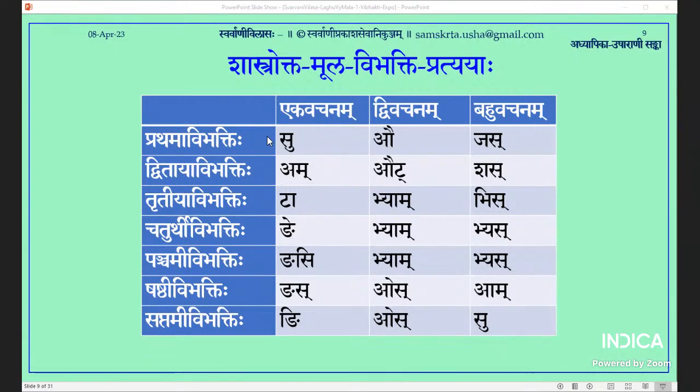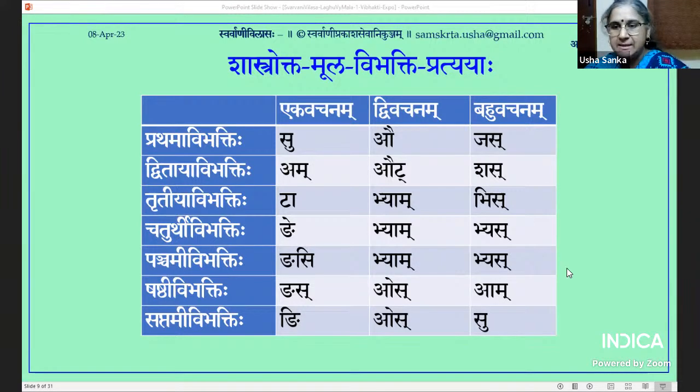So the way you read them is su au jas. I'll just read them out. Please listen. Su au jas, am au shas, ta bhyam bhis, nge bhyam bhyas, ngasi bhyam bhyas, ngas os am, ngi os su. These are the three vachanas, 7 vibhaktis, and I will show you shortly in the next table where these two forms are the same.